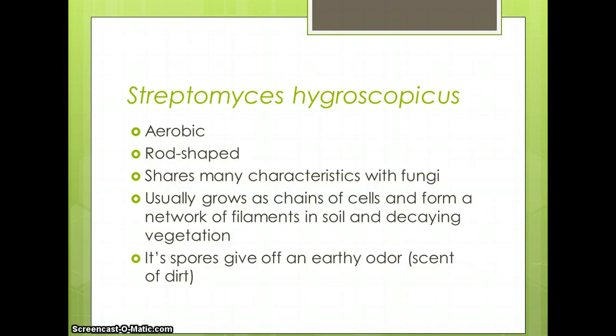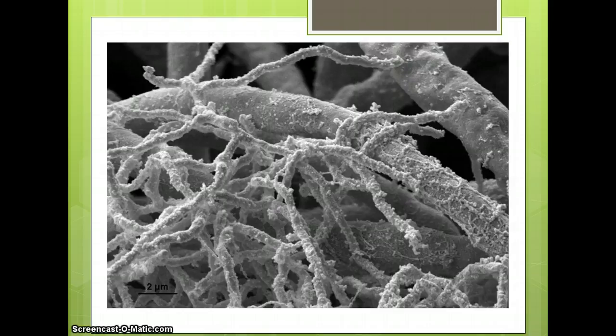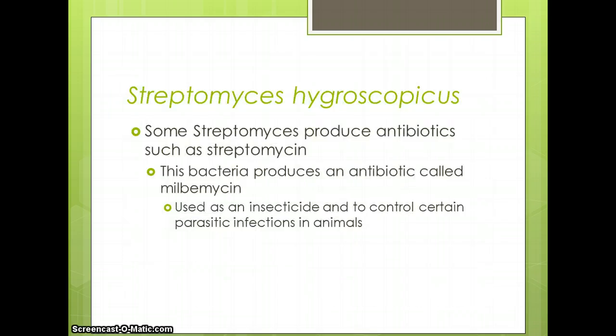It usually grows as chains of cells and forms a network of filaments in soil and decaying vegetation. Its spores give off an earthy odor, also known as the scent of dirt. This is a picture of the bacteria. Now, some Streptomyces produce antibiotics, such as streptomycin.